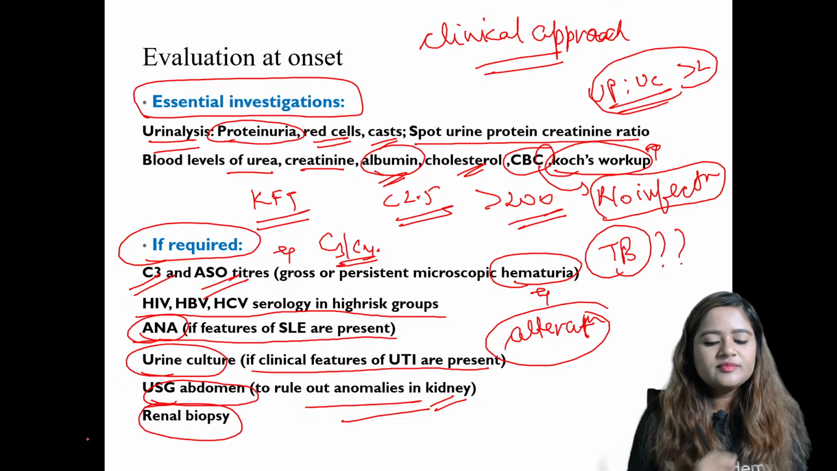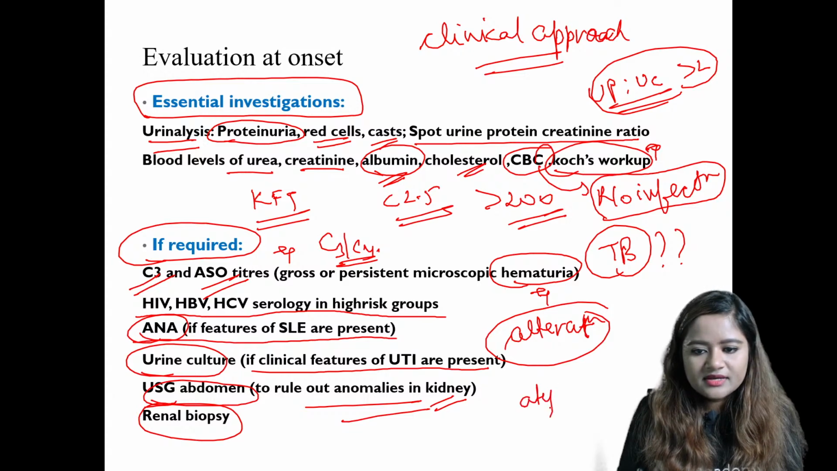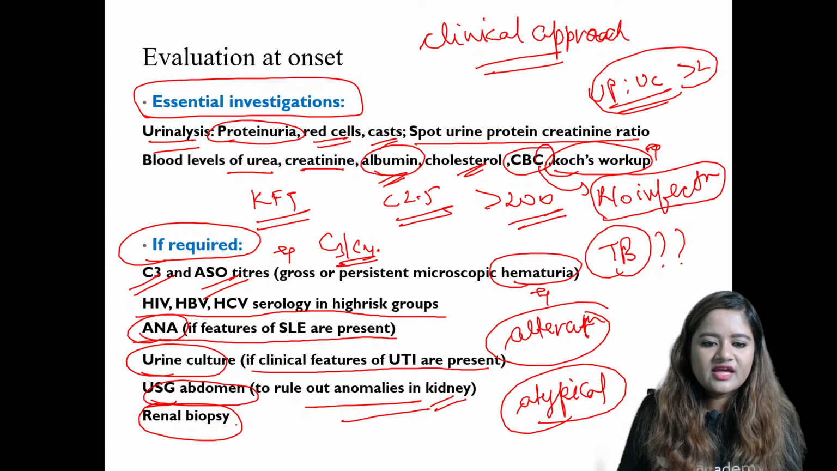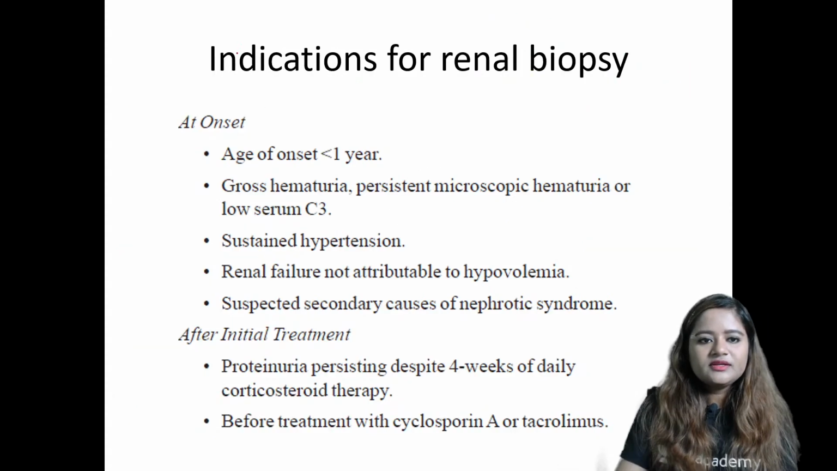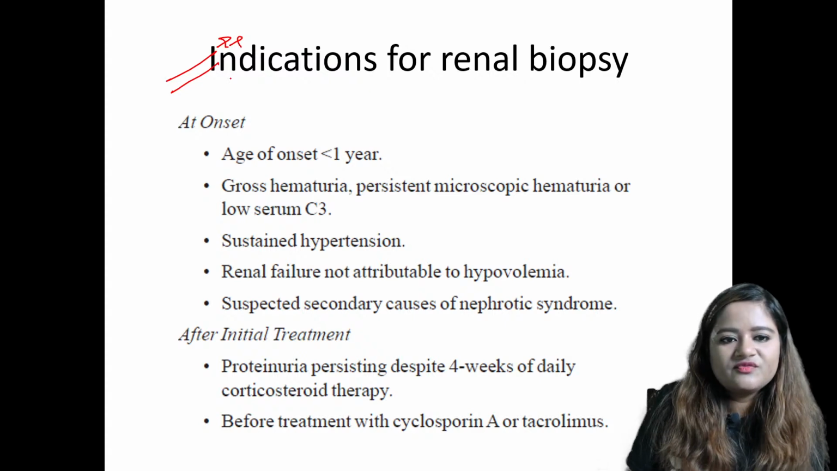And finally, if you're not able to make the diagnosis and you strongly feel it could be an atypical type, apart from minimal change, that is focal segmental or MPGN, then we have to do a renal biopsy to confirm the histopathological type of nephrotic syndrome. Okay, a 5-star topic. What are the indications for renal biopsy?